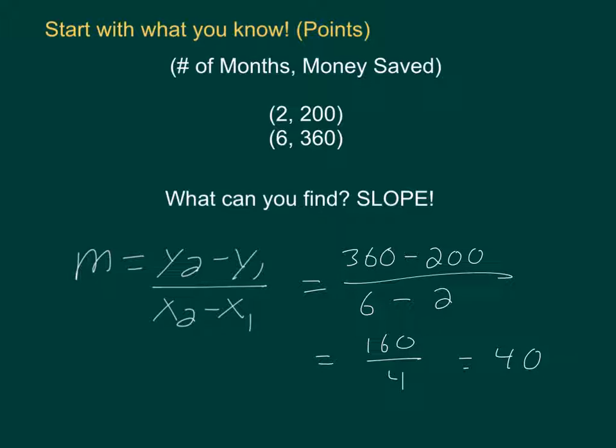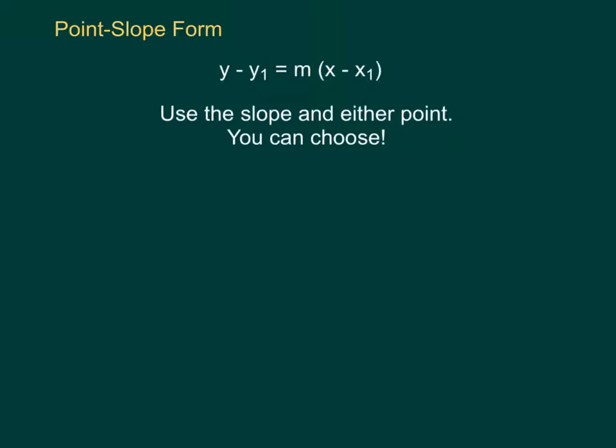That's going to be important when I figure out how long I have to wait to save up for the PS6. Now, this is a nice formula. It's called point-slope form. It's a not very clever name. It comes from a point, which would be x1 and y1, and the slope, which is m. And so this is a formula that allows us to write the equation of a line really easily. What we do is we use the slope that we found. Now, the slope that we found was 40.